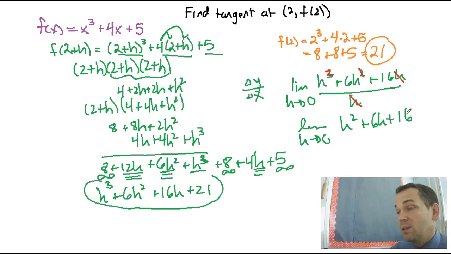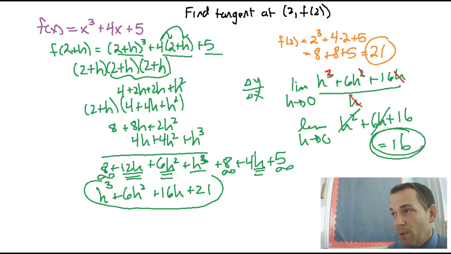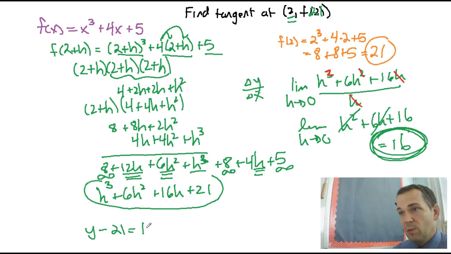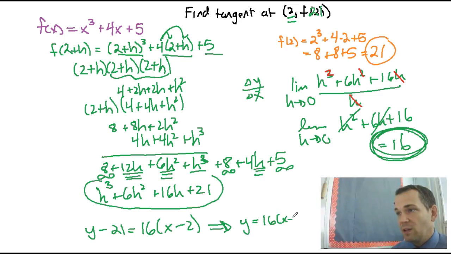I can now plug in that 0. This will cancel, or go to 0, I guess. Final answer is 16. That'll be the slope of my tangent line. And the point is going to be, when x is 2, we know y is 21. And so I would just say, either, you could say y minus known y equals slope times x minus known x, or if you prefer to have your y's isolated, y equals 16 times x minus 2, plus 21.